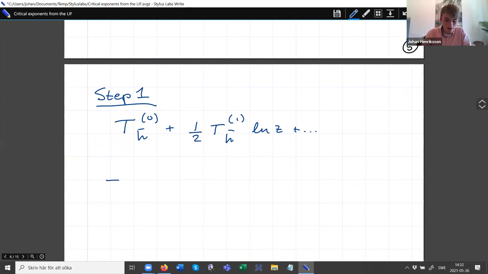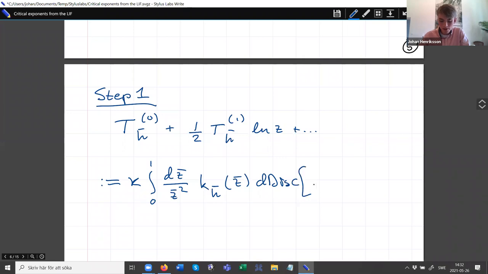And it's given by the following one-dimensional integral. So it's an integral from 0 to 1, d Z bar over Z bar squared, then this function k of Z bar that we saw before in the conformal blocks, times the double discontinuity of the correlator of Z, Z bar, now projected onto the power Z to the delta phi.